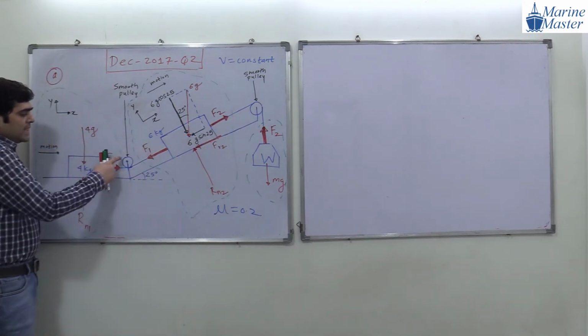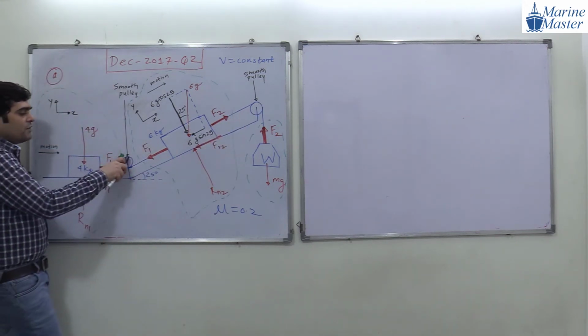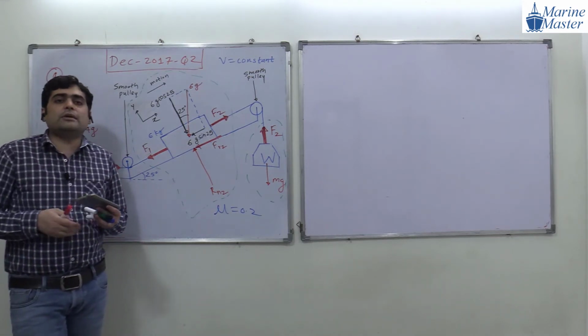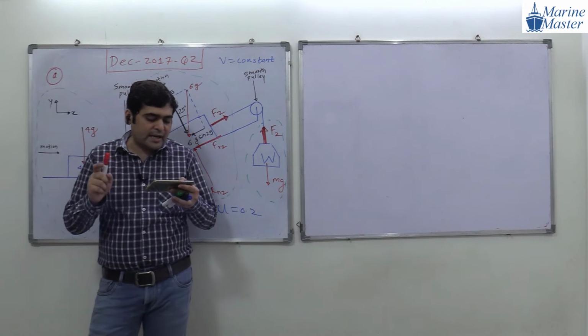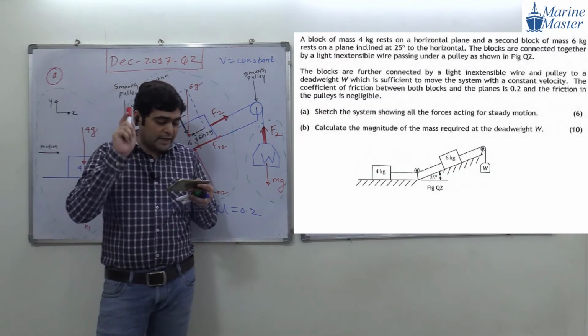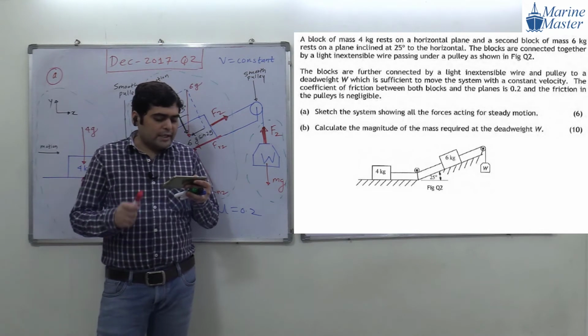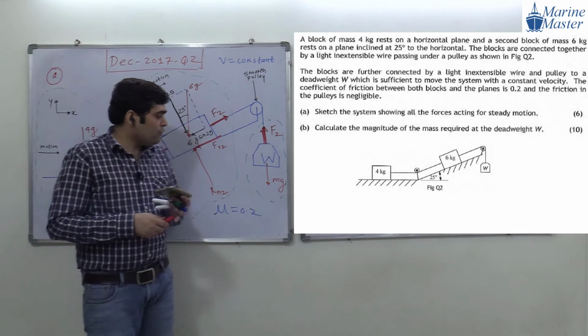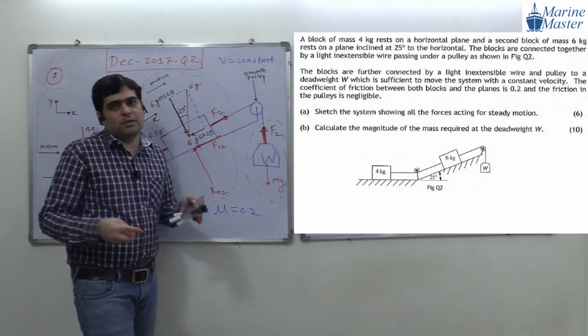Here also what do we have, guys? Smooth pulley. Okay, try to see the scenario here. Now, what is our target in the B part? Calculate the magnitude of the mass required at the dead weight W. So we have to find out what magnitude of the mass.